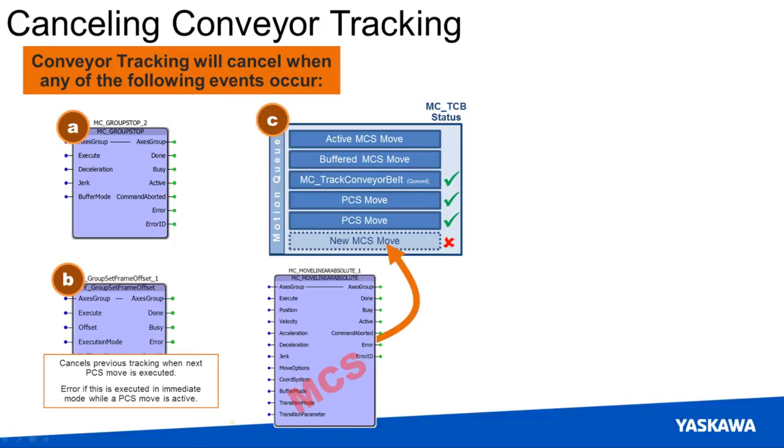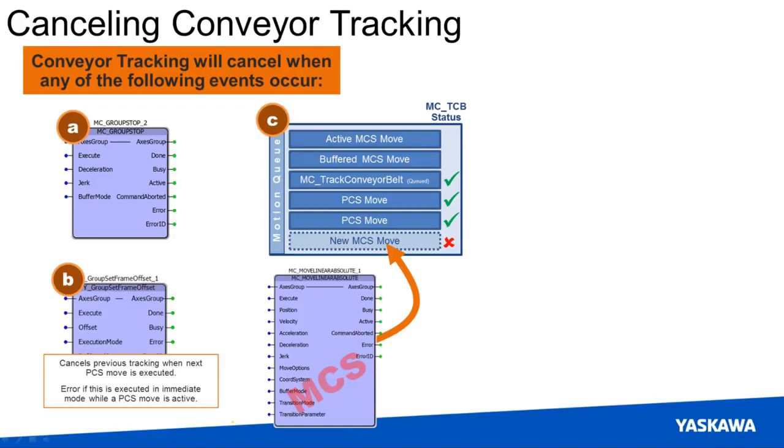The third way that we can cancel conveyor tracking is to do an MCS move, a machine coordinate system move, with track conveyor belt active. Here at the top, I'm showing a motion queue. I have an MCS move that's currently active, and I've already buffered another MCS move. And then I've queued up MC track conveyor belt, so that at the top where it says MC underscore TCB status, that's the MC track conveyor belt status, and that means that tracking is active.